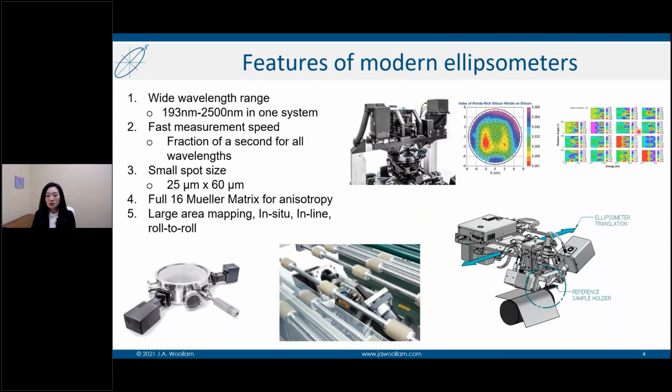Here, Mueller matrix is a different data type from psi delta in ellipsometry, and the Mueller matrix data type is ideal for anisotropic samples. We use SE for large area mapping, in situ or on-chamber measurement, inline measurement, or roll-to-roll application. The roll-to-roll application is what I'm specifically interested in this talk.